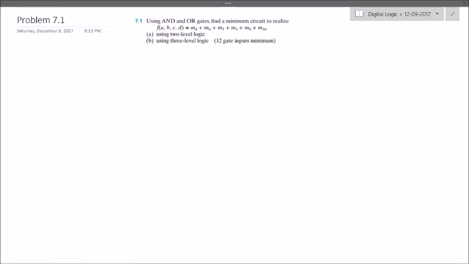Let's start with a simple problem. Using AND and OR gates to find a minimum circuit to realize this function. Now, before I start the problem, I would like to clarify a few things. When the problem asks for an AND and OR gate, it really means that you can use either gate.